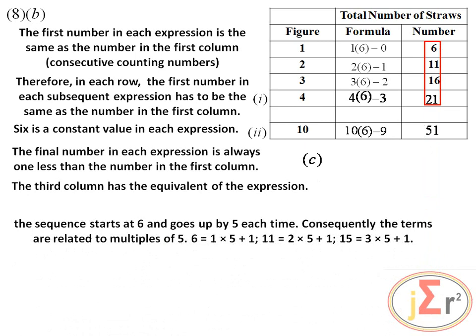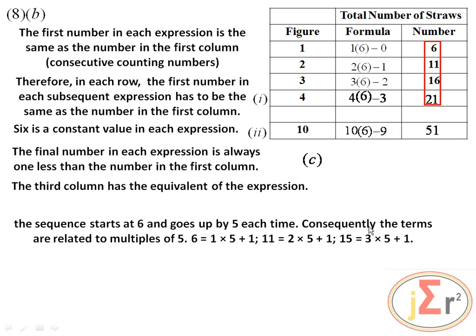The sequence starts at 6 and goes up by 5 each time. Consequently, the terms are related to the multiples of 5. So the first term is what? 6, which is 1 multiplied by 5 plus 1, which is 5 plus 1 is 6. What about 11? 2 times 5 is 10 plus 1. What about 16? 3 times 5 plus 1.